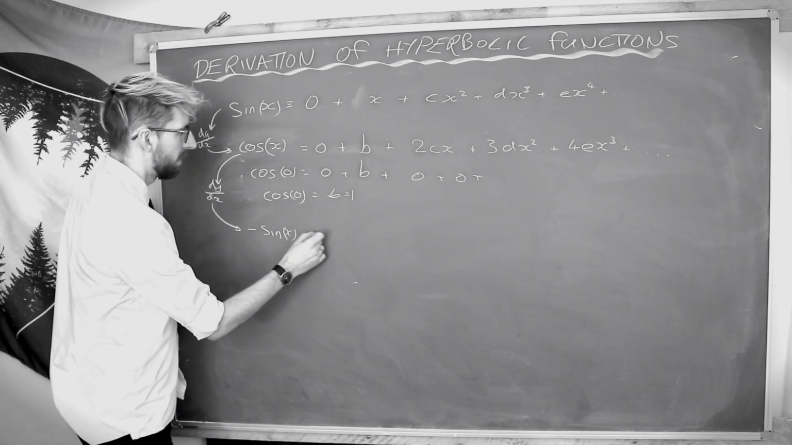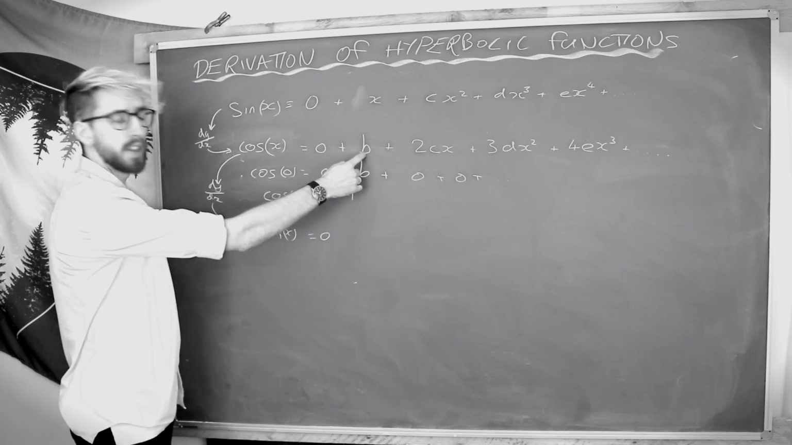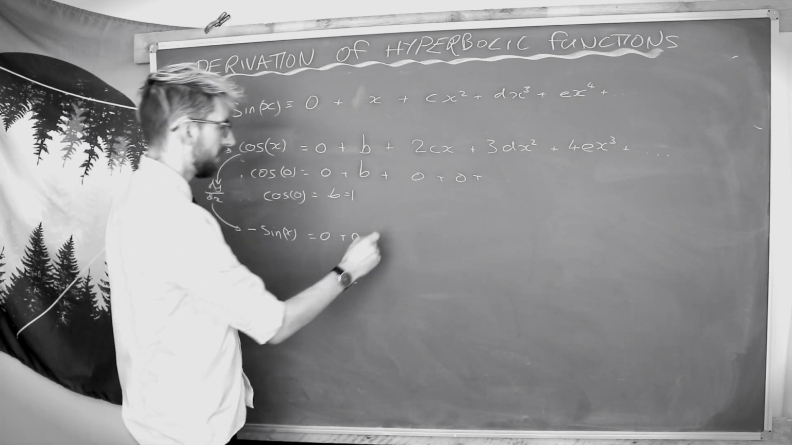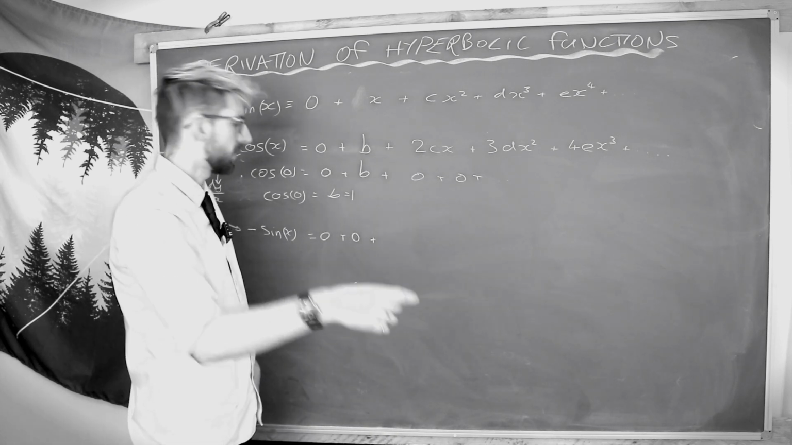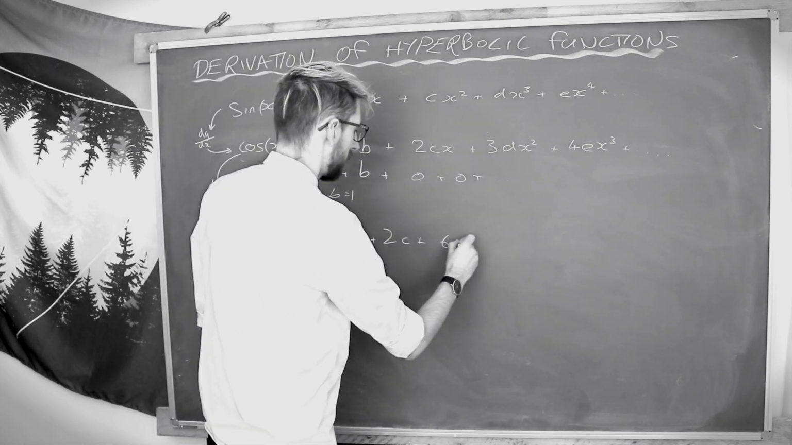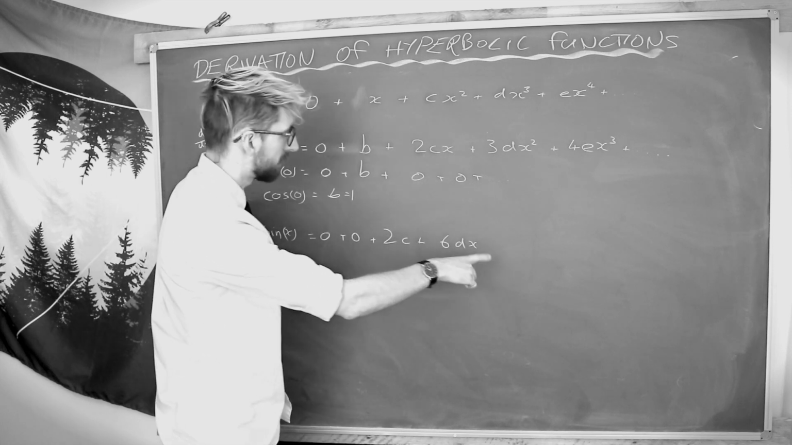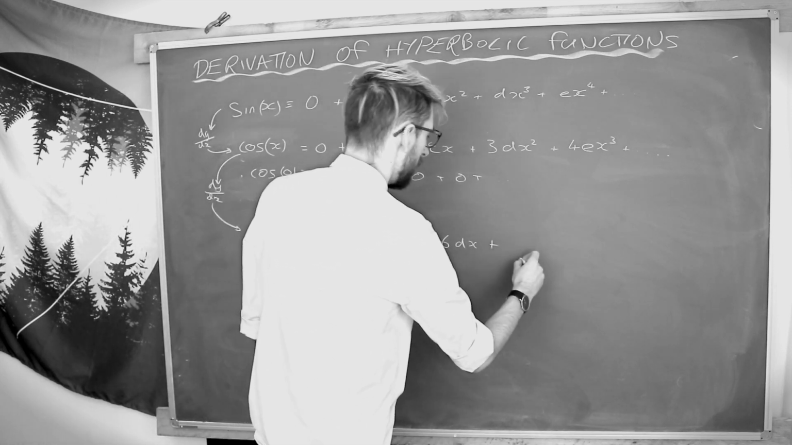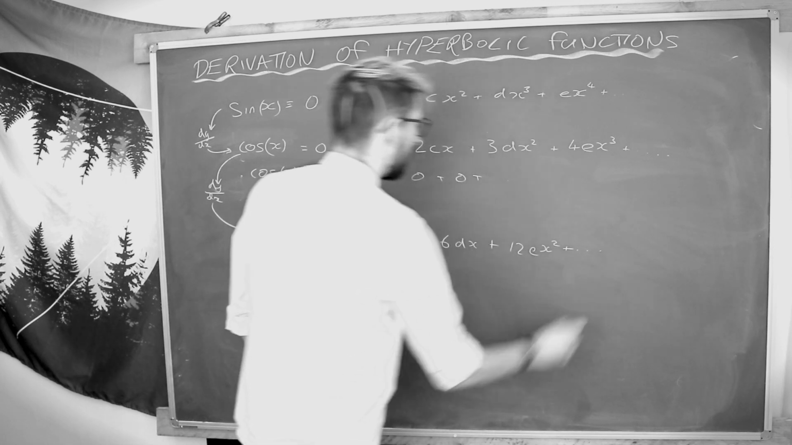And now we've got, all right, that's a 0, differentiate that, 0, differentiate this. We're going to get 2c plus 6d x, power to the front, minus 1 off the power, plus 12ax plus so on and so on.